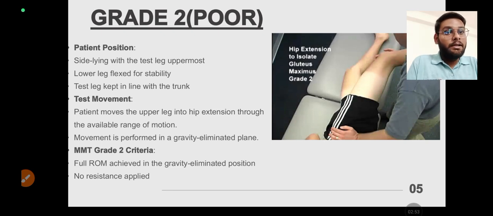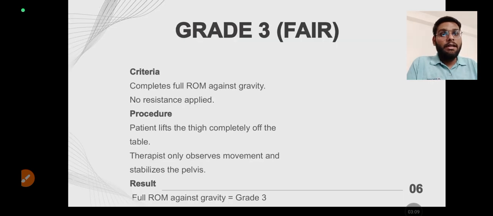Test movement: the patient moves the upper leg into hip extension through the available range of motion, and the movement is performed in a gravity eliminated plane. MMT grade 2 criteria: the full range of motion achieved in the gravity eliminated position, no resistance applied.